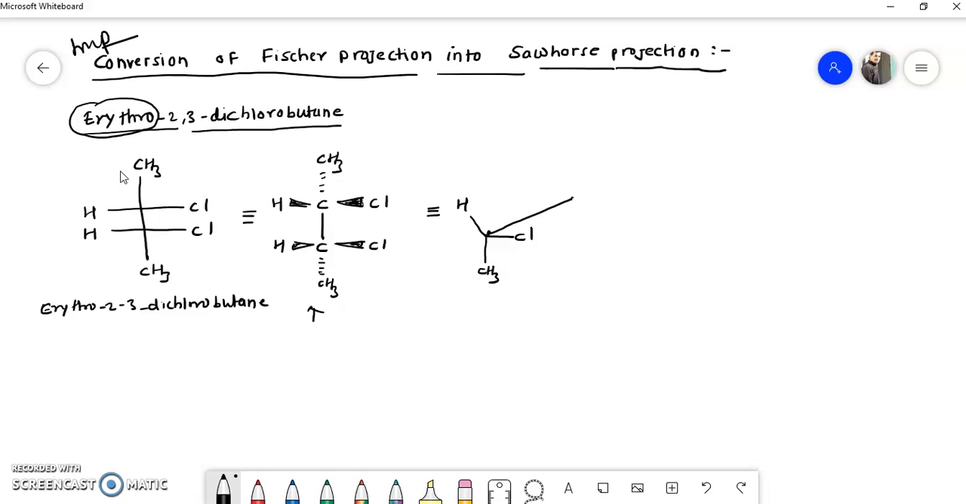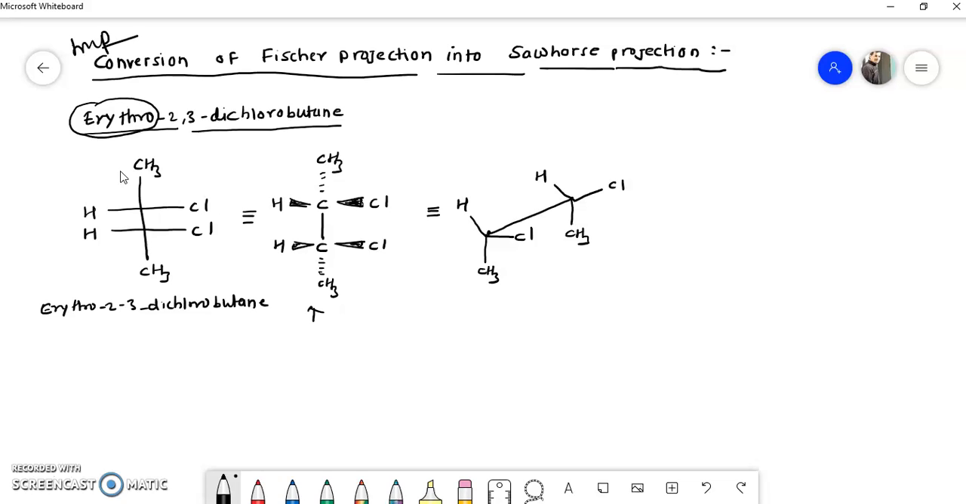So see, this is the first carbon, CH3 group is down the plane, and hydrogen and chlorine are above the plane. Similarly, in the same way we can draw the methyl group here in the downward side, CH3, and these two groups, chlorine and hydrogen. Okay, so in this way we can represent the Sawhorse projection of this Fischer.